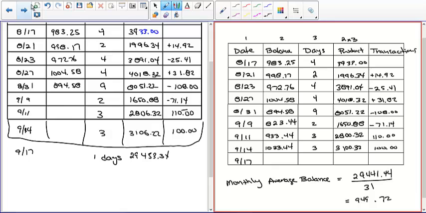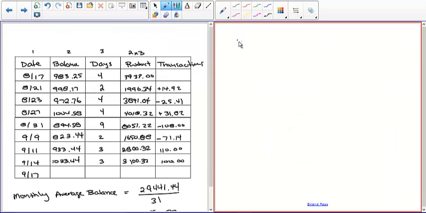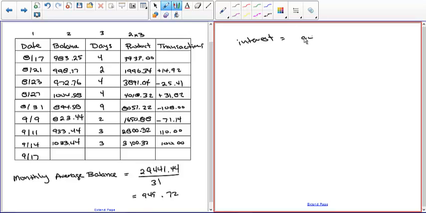So now I'm going to figure out the interest for the month. So what you do is you take that average daily balance. Remember, interest is principal times interest rate. So we're going to take our average daily balance, which is $949.72, and multiply by the monthly interest rate, which is kind of a little tricky here because each month doesn't have the same number of days. So theoretically, you probably should use something that's relative to the month.